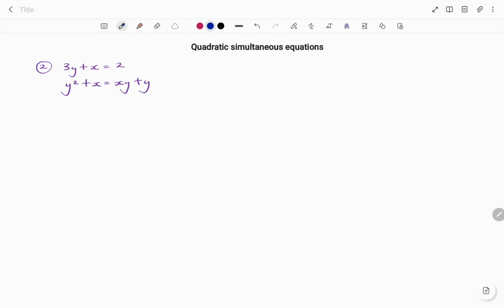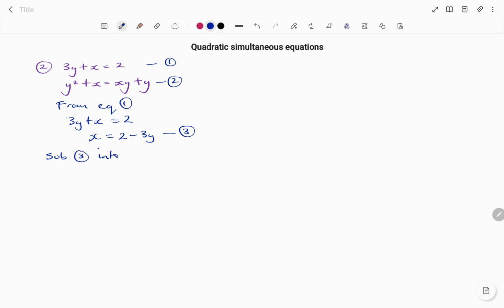In the second example, I have 3y plus x equals 2. That will be my first equation. Then I have y squared plus x equals xy plus y. That will be my second. From equation 1, I have 3y plus x equals 2. I'm going to make x my subject of formula, so therefore x equals 2 minus 3y, and that will be my third equation.